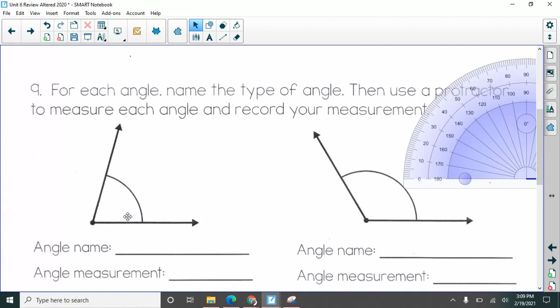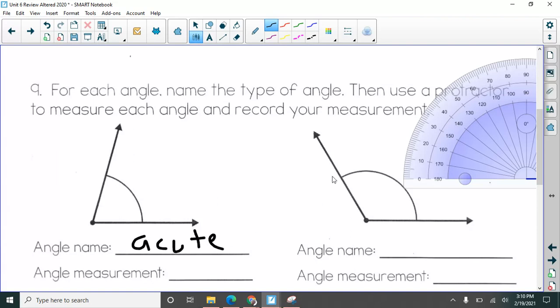It's acute, so it is less than 90 degrees. What do you think this is before we even measure it? I'd say it's almost 90, isn't it? Almost. I'd say 80. If you said 75 or 85, you're in the right ballpark. If you said 60, that's probably too small. Okay, so now we're going to write down the angle name, acute.